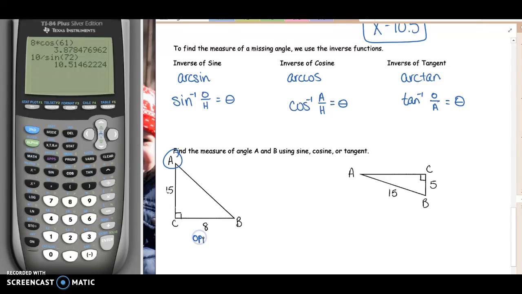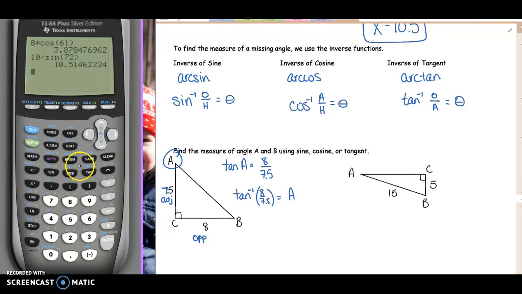8 is my opposite side. This should say 7.5. Isn't that what your notes say? 7.5 is our adjacent side. So I'm going to start writing it like this. The tangent of angle A equals my opposite side 8 over my adjacent side 7.5. This is writing it the same way we would have written it up above. The problem is we want to know what A is. So we use the inverse function. Inverse tangent, arctan of 8 over 7.5 is going to give us the measure of angle A.